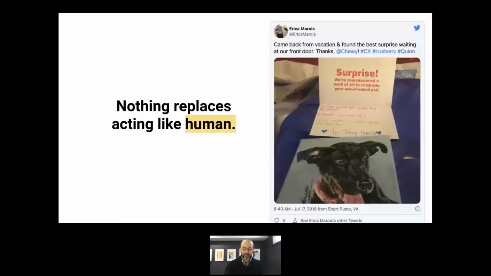Chewy, they do the slow, hard thing. They have a personal note handwritten. They actually commissioned an artist to paint a photo of this customer's pet, and it completely surprised them. They got it posted online. It made the rounds. Is this an example of messaging? In some ways, people would call this more of a brand gesture. But to me, it's a good reminder that when you do something that feels human, it really stands out. People take notice.